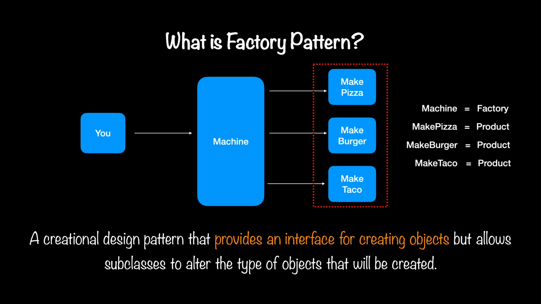A user will not ask for the same product every time with the machine. That means you can change what needs to be created from the machine based on the user request. Think of you will ask for pizza once or burger once or taco once, but you will ask for the same machine. That means the machine is creating different kinds of products based on the user request. Similarly, in factory design pattern, the factory will create different kinds of products based on the caller request.